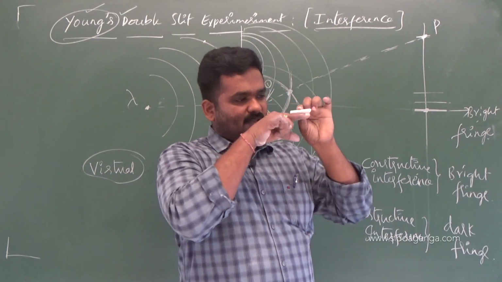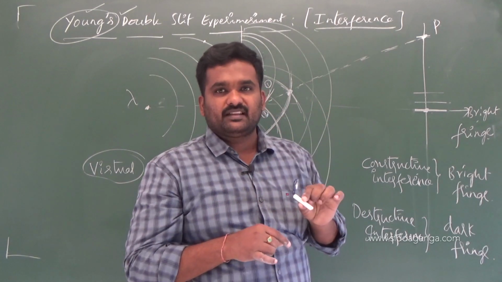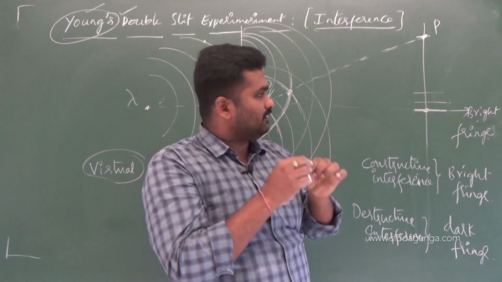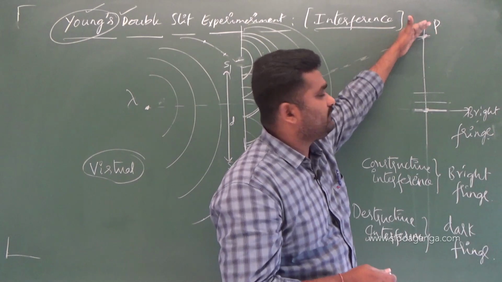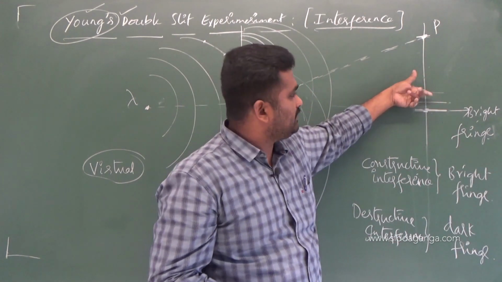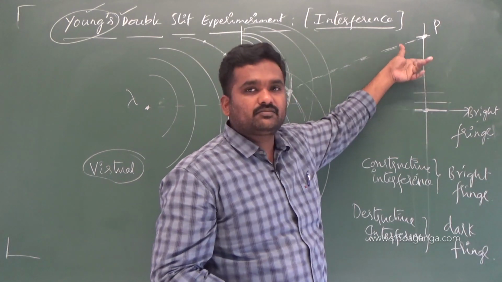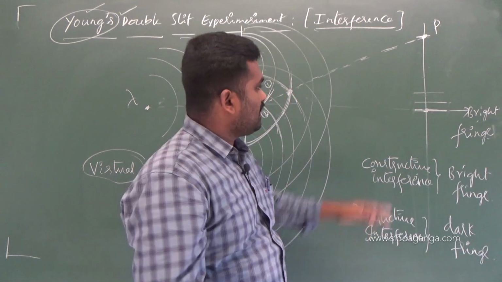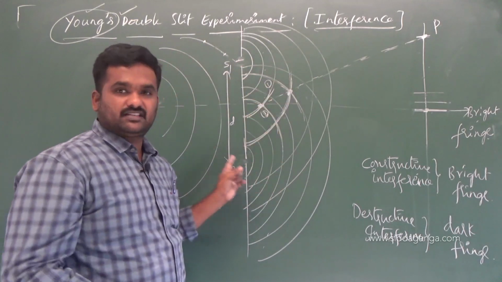Dark line means nothing is present in that region, zero intensity. Next, beside that, consecutive bright and dark fringes are going to be formed like this. If the central one is bright, the next one is dark, the next one is bright, the next one is dark, and so on. So what is the observation he made? How they are formed: superposition of these waves.